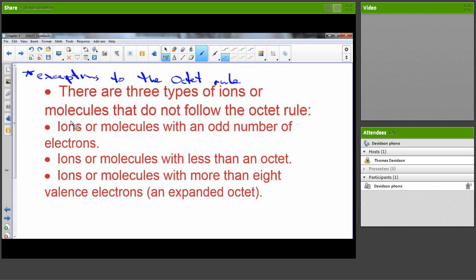Okay, please this weekend read the section that says exceptions to the octet rule, and that's where we will pick up on Monday.